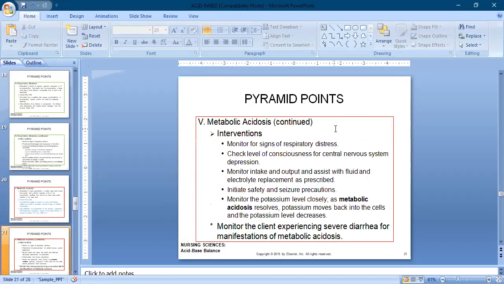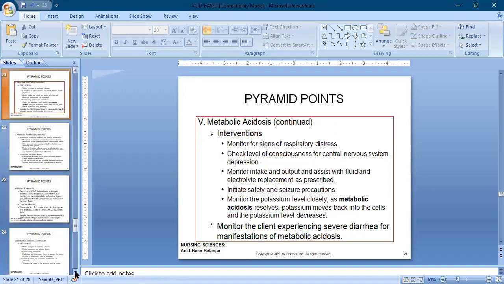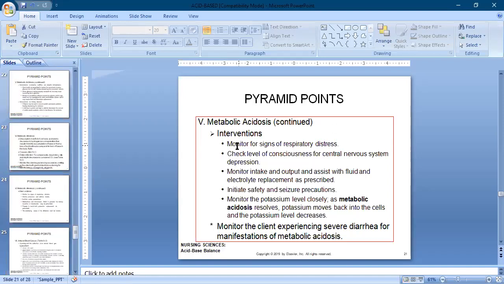Intervention: you have to monitor the level of consciousness for the patient. And also strictly maintain input and output. Administer IV sodium bicarbonate as prescribed. Whatever is prescribed is always the answer, right? And treat the underlying problem. So let me read it with you in these pages.